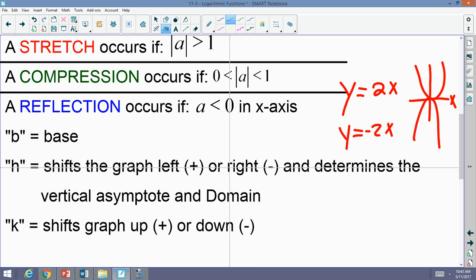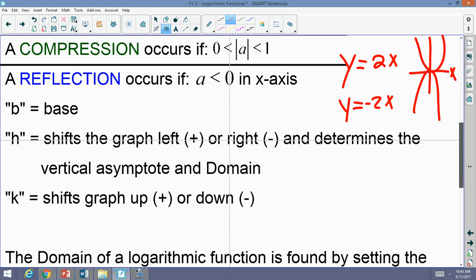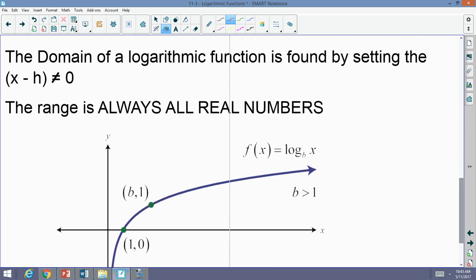B is the base. We know the base. H is going to shift the graph to the left if you see a positive, and it's going to shift it to the right if you see a negative. And it determines the vertical asymptote and domain. The k shifts the graph up or down. Now, all of that is the same for any function you're going to use in life. Okay, domain.